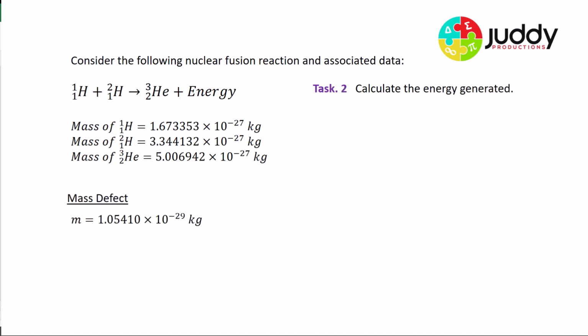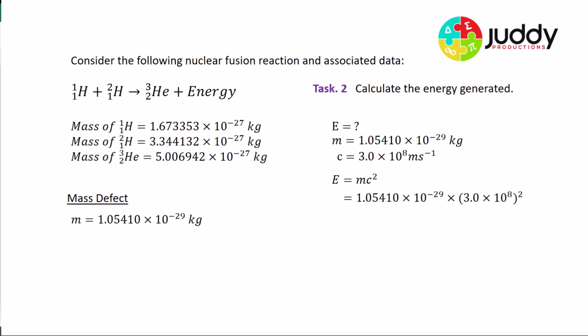Task 2 is to calculate the energy generated. So E equals question mark. m is the mass deficit in this reaction, as we just calculated. c is the speed of light. It's 3.0 × 10^8 meters per second for our purposes. Einstein's famous equation, E equals mc squared.